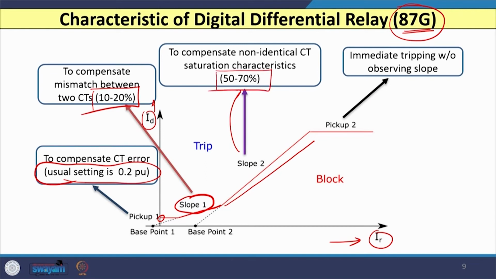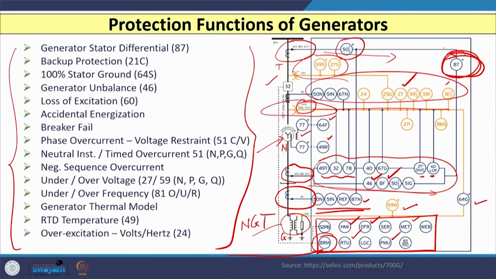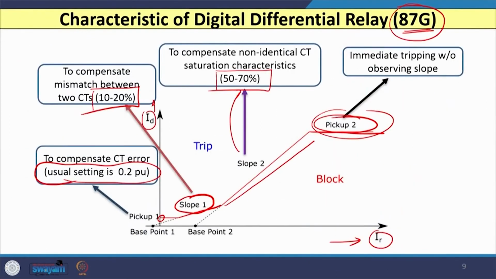Then you have the third, pickup 2, which is meant for immediate tripping without observing any slope. If the magnitude of the fault current is very large, let us say 10, 15, 20 times, then there is no waiting period and an immediate trip is given, and that is done by this pickup 2 function. Normally, in whatever 87G unit we use, we have the 3 CT currents from the terminal side and the 3 CT currents from the neutral side, and they are compared both in magnitude and phase wise.